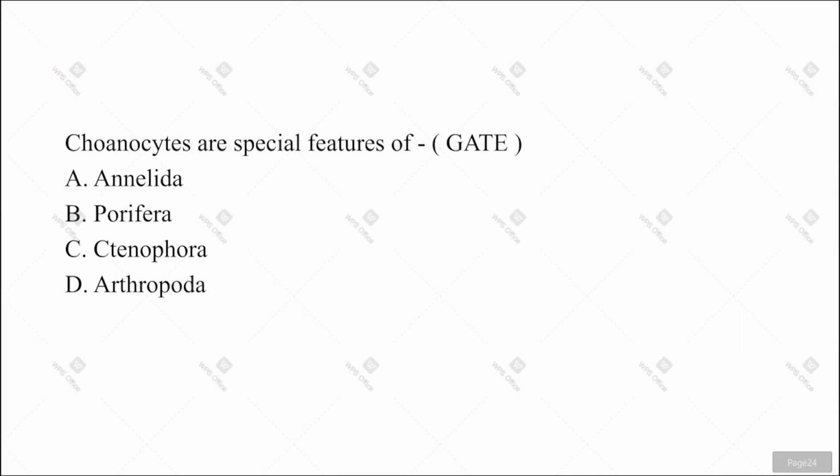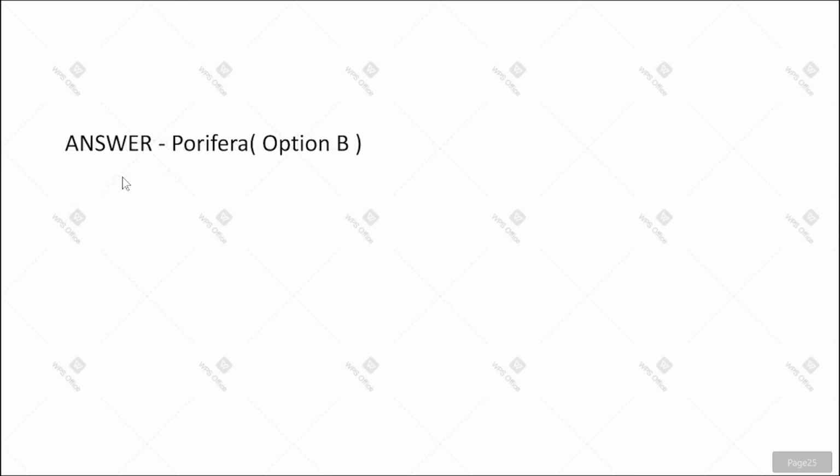Next question is about choanocytes. Choanocytes are the special features of which group? Now you all know that choanocytes are present in the lining of the spongocoel cavity of the poriferans. We have studied about that. So the correct option would be the poriferans.